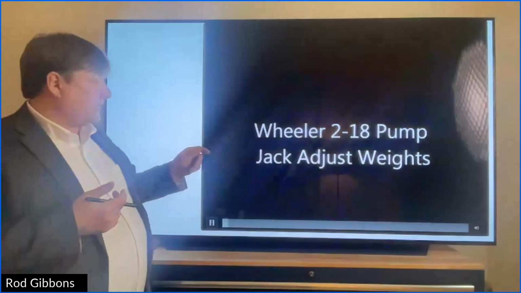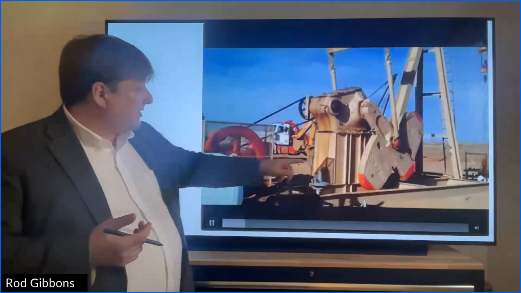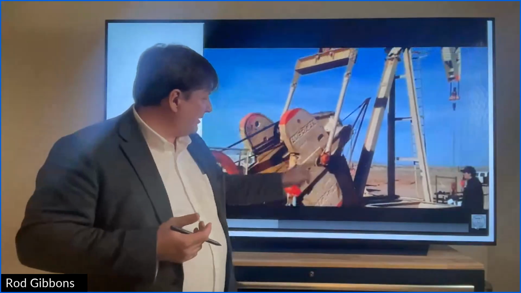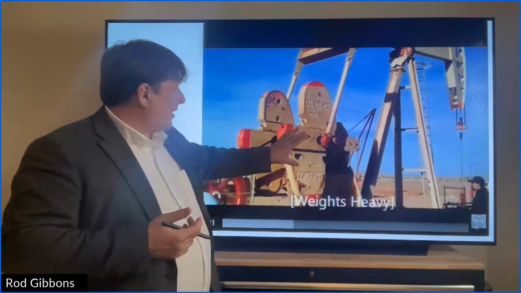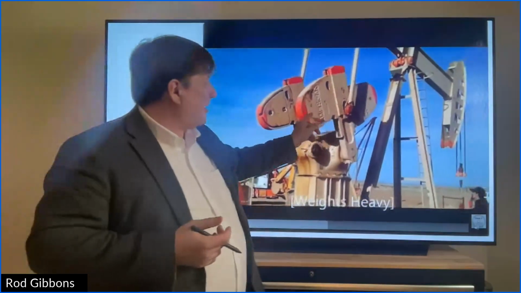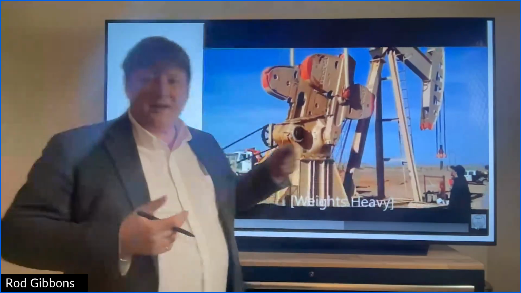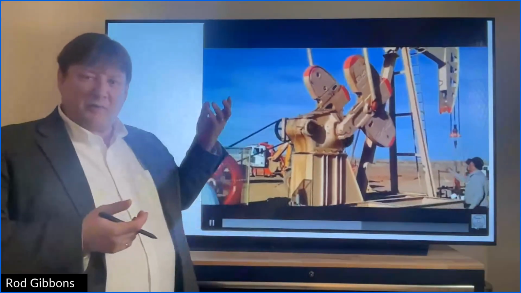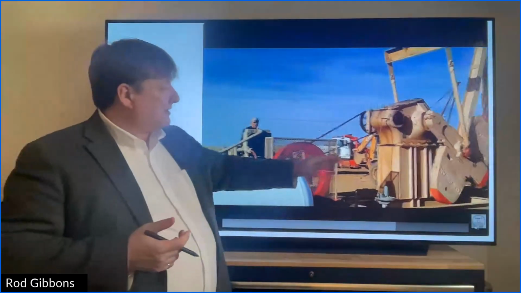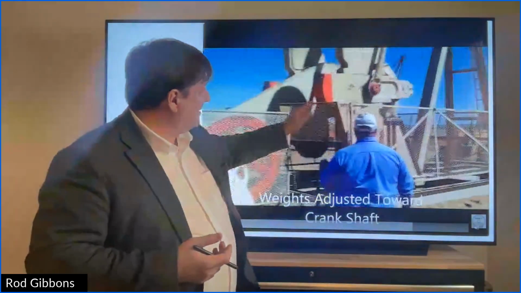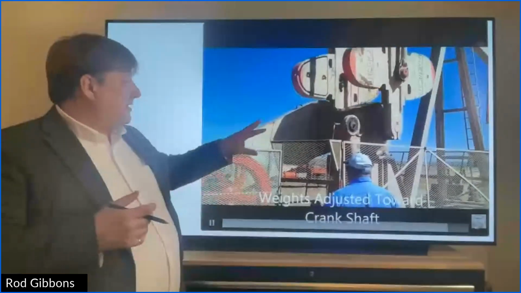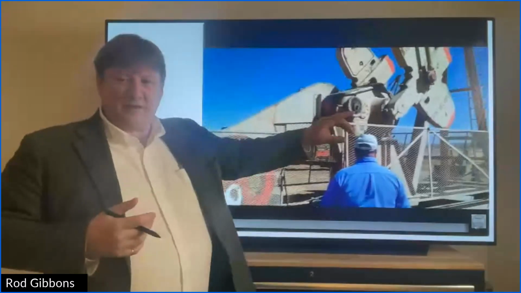What these guys are doing is they're adjusting the weights. You can see these big clumps of metal here are pump jack weights, and they are positioned so that they balance the weight of the sucker rod and the liquid that it's pumping up. Because what you want is, I think they'll move them a little bit closer in, so that those weights equal the weight of the sucker rods.